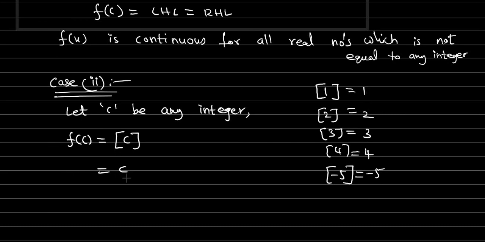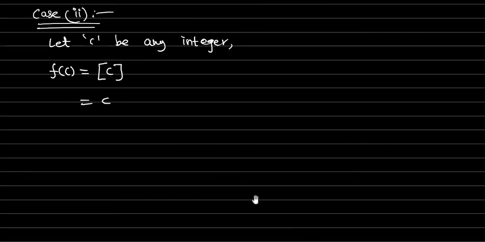So we can write it as C. Yes, we can write it as C. For the integer, when we apply the greater integer function, you get the same outcome only. Now the close values on the left hand side and right hand side we need to test.